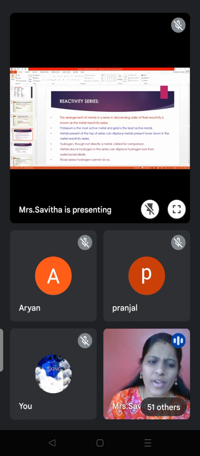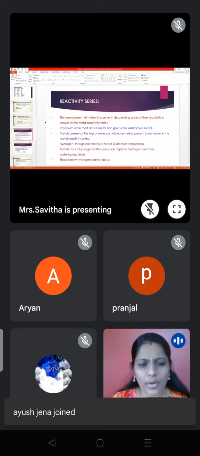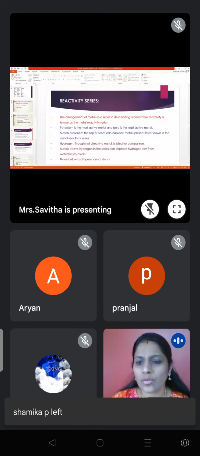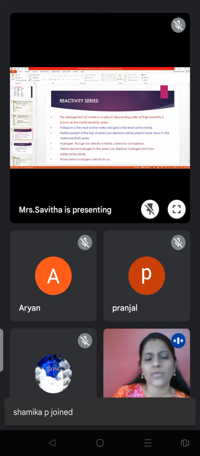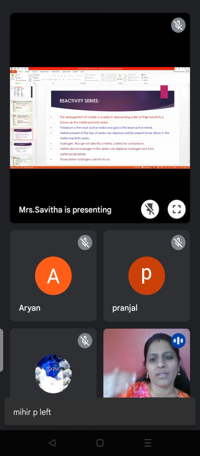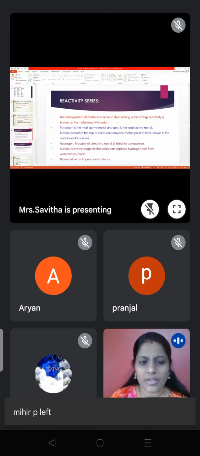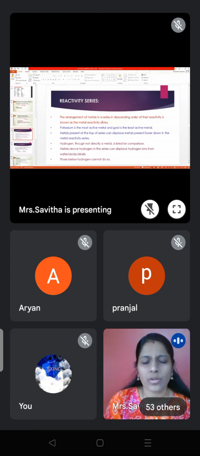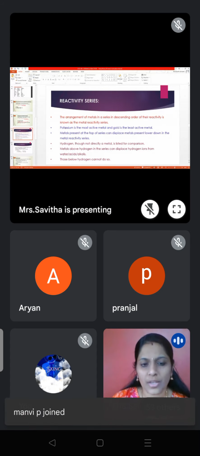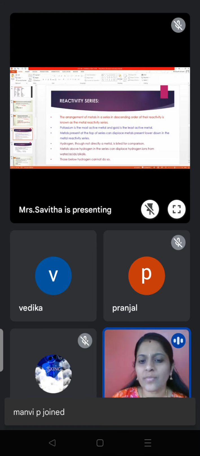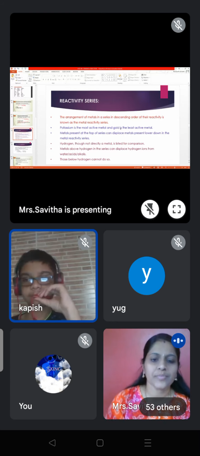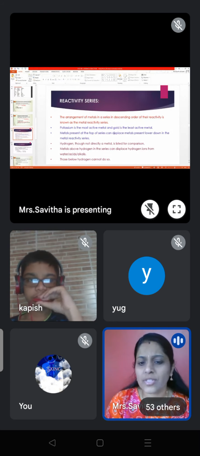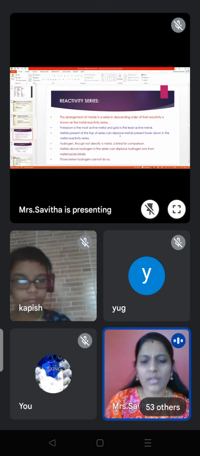Based on that, we have already discussed it, but I have jotted down a few points. It is the arrangement of metals in a series in descending order of reactivity. The top one is very reactive and the last one is least reactive. So it is descending in its reactivity. The element on the top is potassium, which is most active, and the last, gold and platinum, are the least. Now, a metal at the top of the series displaces a metal lower in the series.